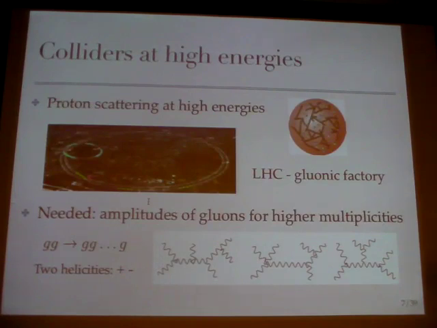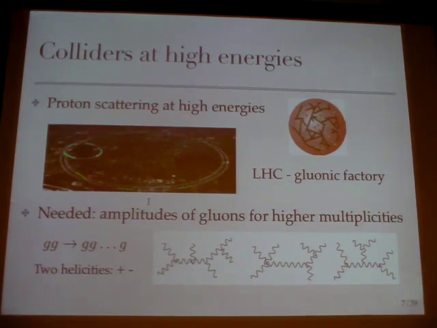Now, the colliders can scatter different particles. They can scatter electrons, but to reach higher energies, we typically scatter protons, like at the LHC. Now, the protons are not elementary particles. There are quarks and gluons inside protons, but if they are at very high energies, they become effectively free. So it makes sense to talk about the scattering amplitudes of gluons or quarks. And at very high energies, the gluonic amplitudes really dominate. So from this point of view, we can say that the LHC is a gluonic factory, despite there being some other important processes going on there.